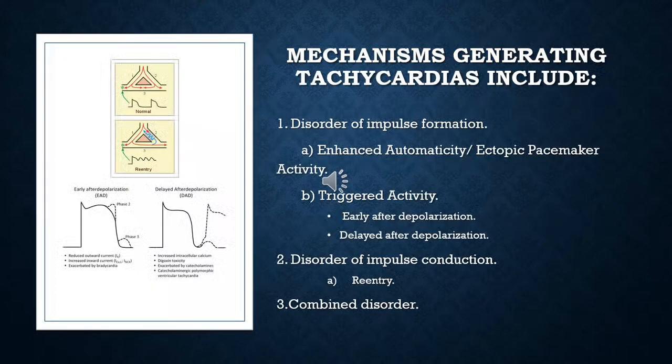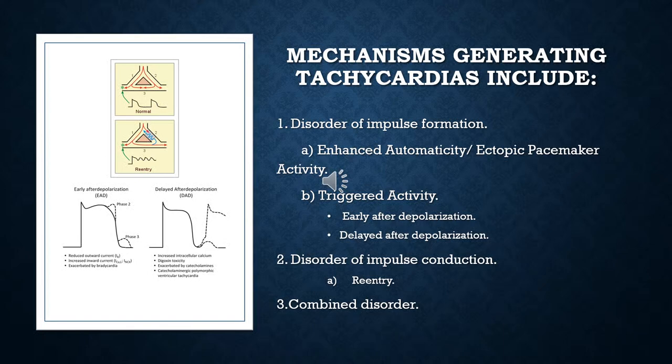In this slide, we will talk about the mechanisms of tachyarrhythmia in general. Arrhythmia may result from disorders of impulse formation, disorders of impulse conduction, or both. يعني الأرrhythmia يا إما الإمبلس تكونت غلط في مكان غلط بطريقة غلط أو conducted غلط أو الاثنين مع بعض. Disorders in impulse formation have two types, either enhanced automaticity or ectopic pacemaker activity.